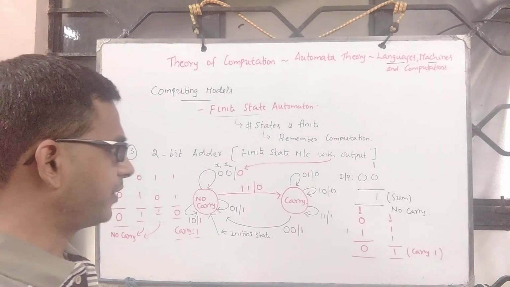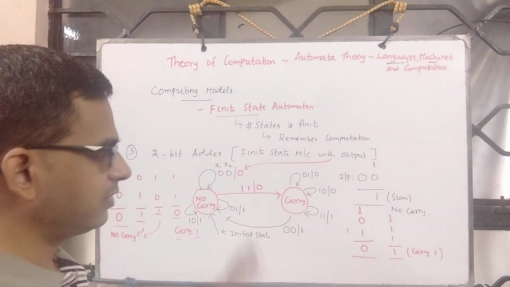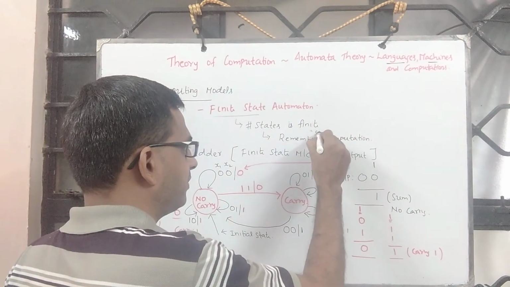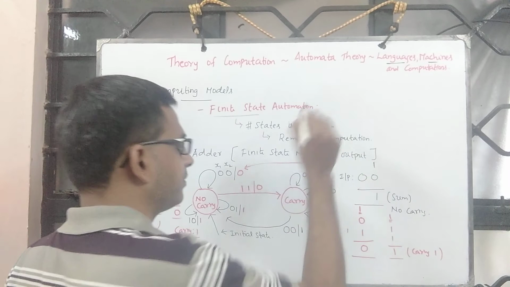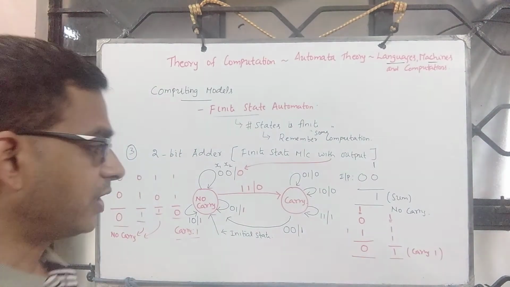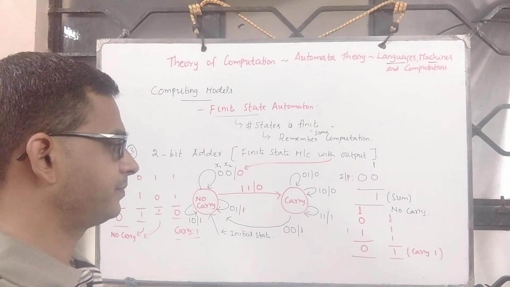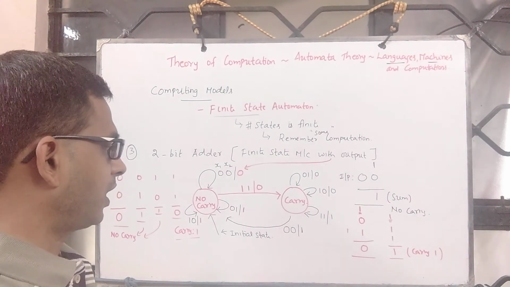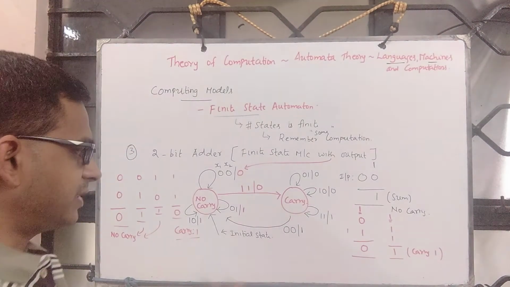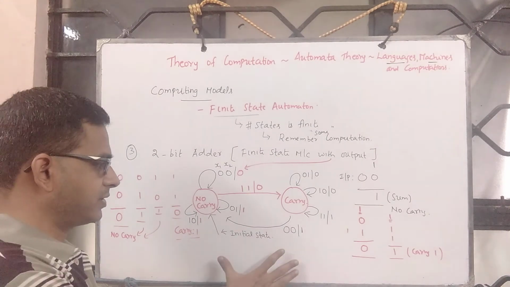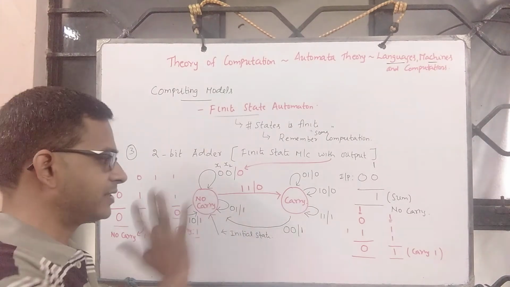Okay, so that's what I told. You can remember some computation, not all. So let me write: remember some computation, but not everything that happens through this process. Okay, so now with this example you get to see that a machine like this has got finite states.